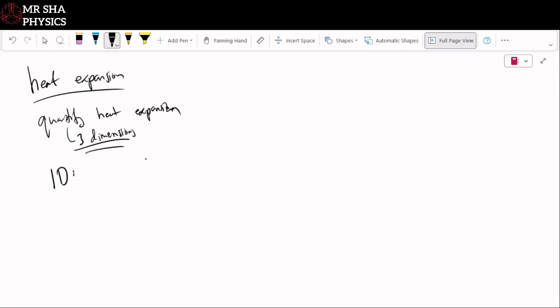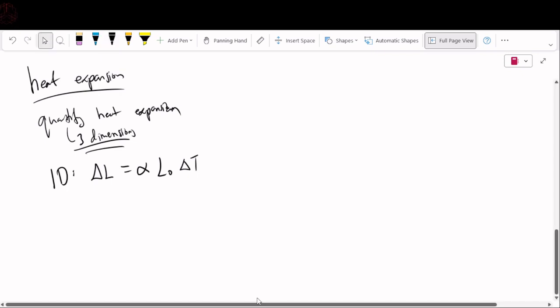Let's consider in one dimension. If you were to heat something up, what you will find is that the change in length, because we're talking about the one dimension, so we're going to talk about length, is going to be equal to my alpha times my original length, let's call that L naught, and then times my change in temperature. Okay, that's what you'll have.